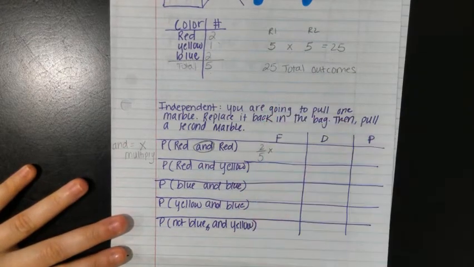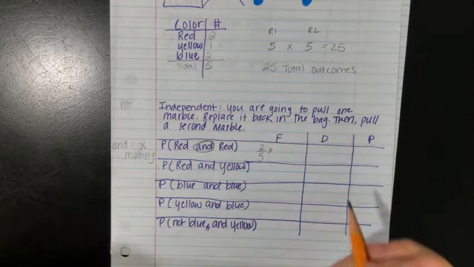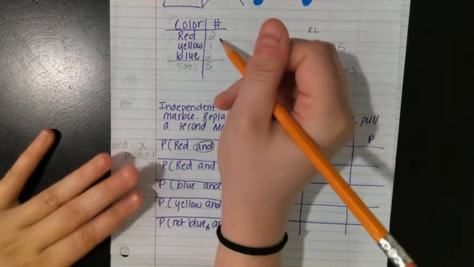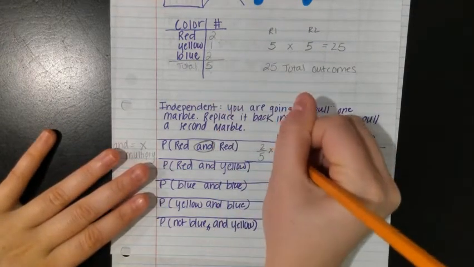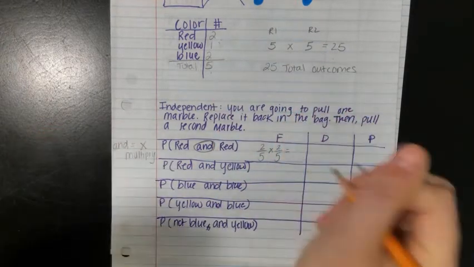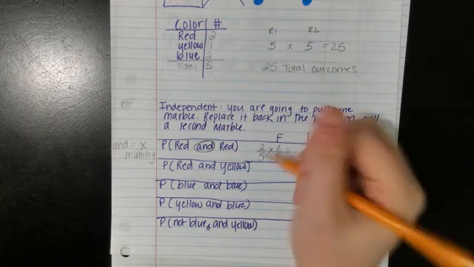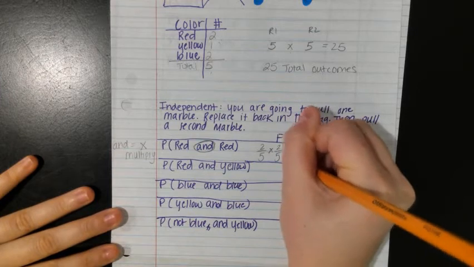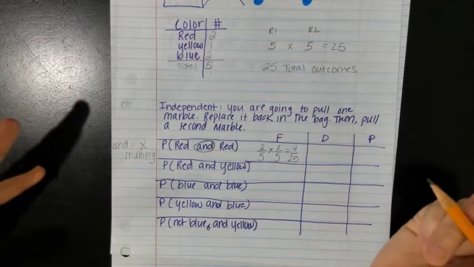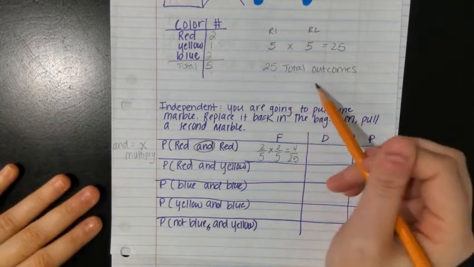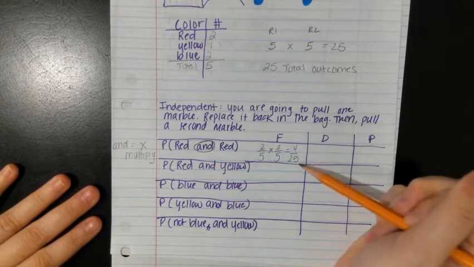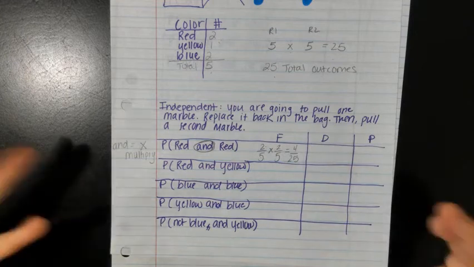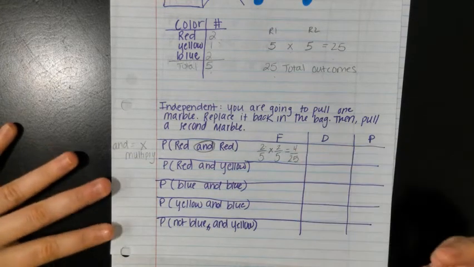Now we're going to multiply that by red on the second round. Remember, we put it back in the bag, and we're going to pull another red. The probability of red on the second round is 2 out of 5. The probability of both being red would be 2 times 2, which is 4, and 5 times 5 is 25. So it would be 4 out of 25. Remember, there's 25 total outcomes, so that's the denominator I needed. To get that denominator, we multiply, so we have to multiply the numerators. So that's the process.